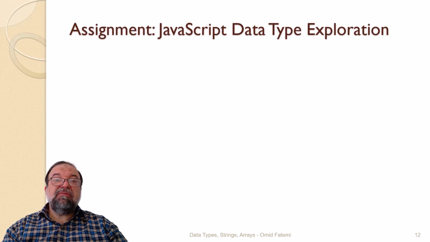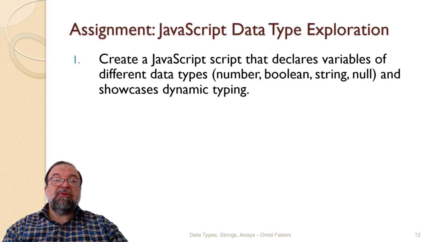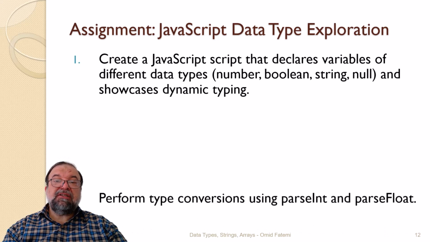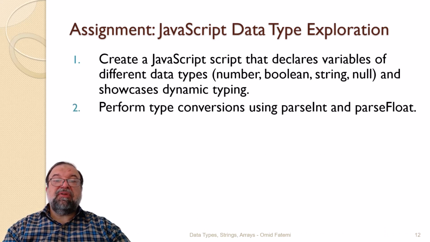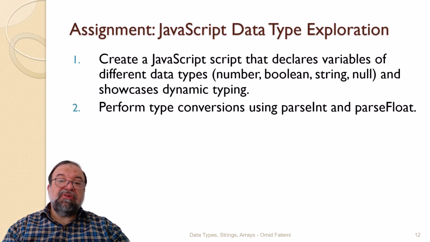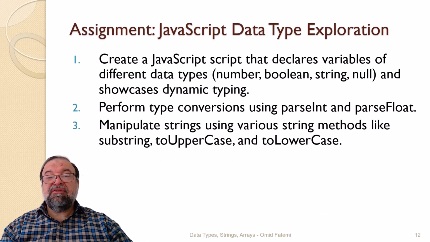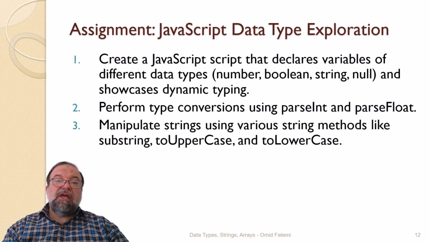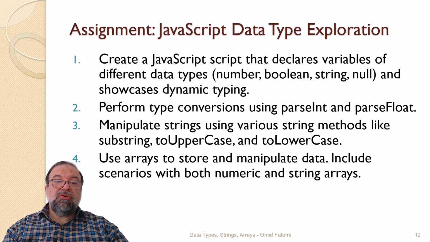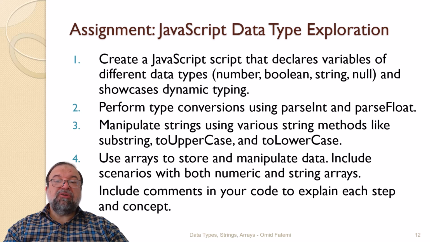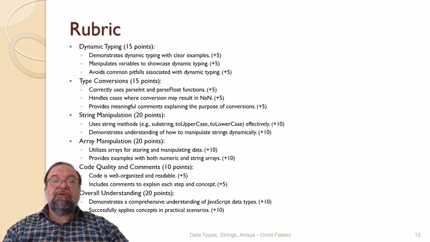Then you will have an assignment of data type exploration. Write a JavaScript script that declares different variables, for example, number, boolean, string, and null, and then showcase the dynamic typing. When you change something, what happens to the dynamic typing. And also, if you need a number from a string, use parseInt and parseFloat, and use different string methods like uppercase, lowercase, and so on. Also, make an array and manipulate data, and don't forget to put comments in your code. And that would be the rubric for your assignment.